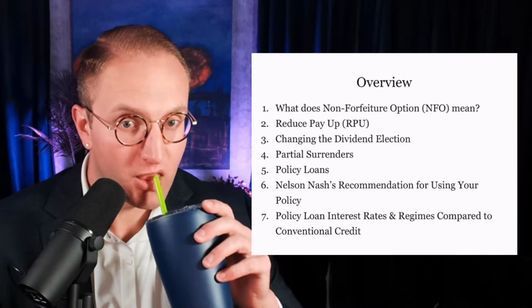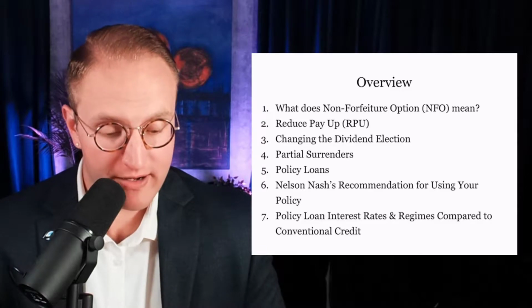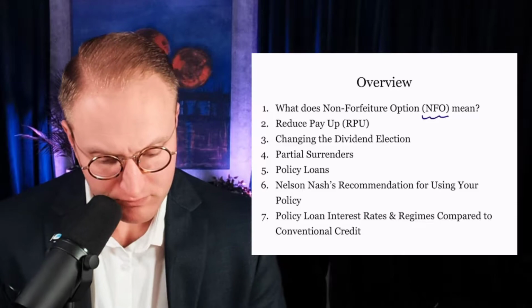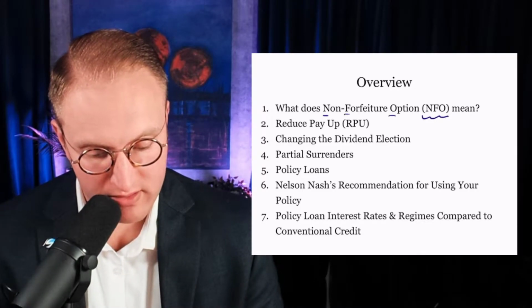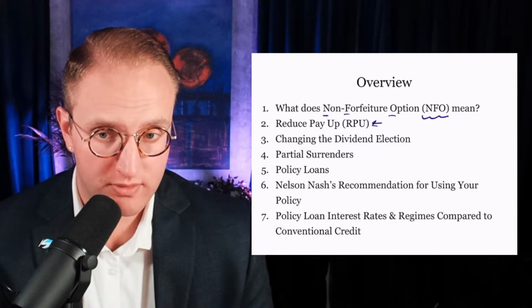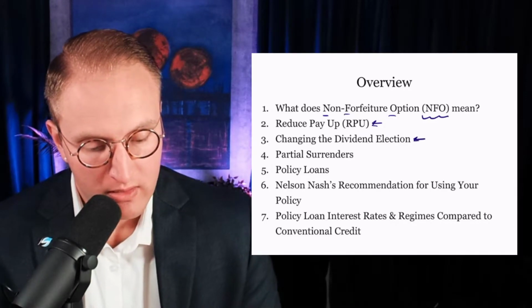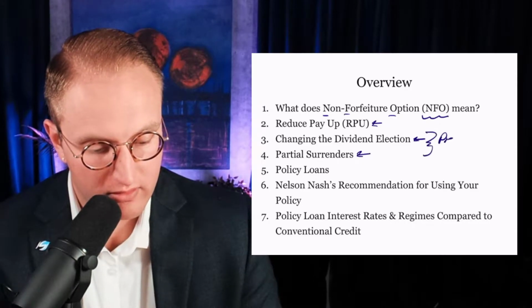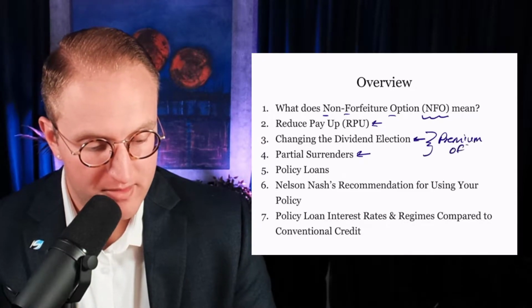Here's our overview. What does a non-forfeiture option, or NFO, even mean? This is how I'll abbreviate it, NFO, non-forfeiture option. We'll then go into some of the types. Number 1 is our reduced paid-up. And these are presented in a certain sequence or order, which I'll tell you why in just a moment. But we have changing the dividend election or partial surrenders. When combined, these two are often referred to as premium offset.